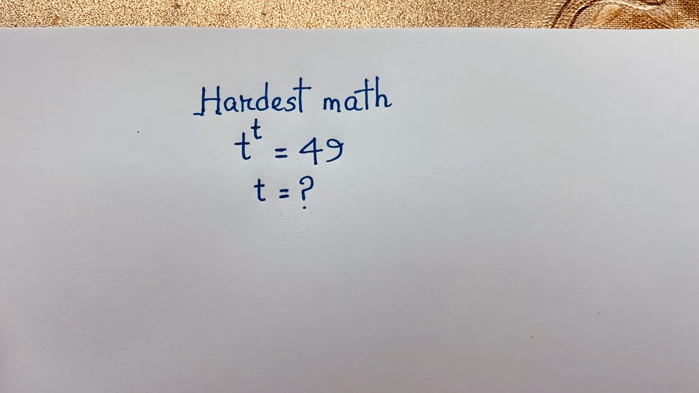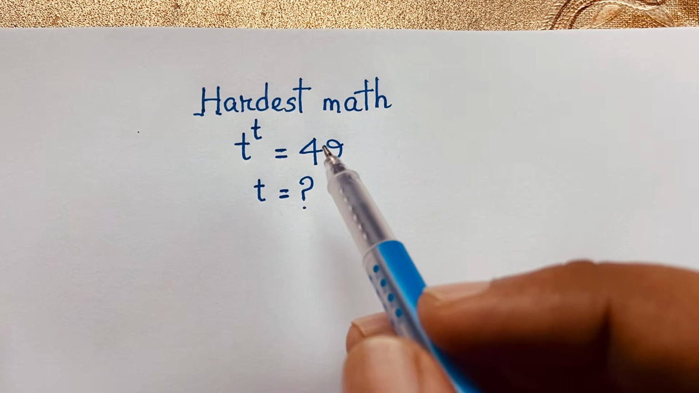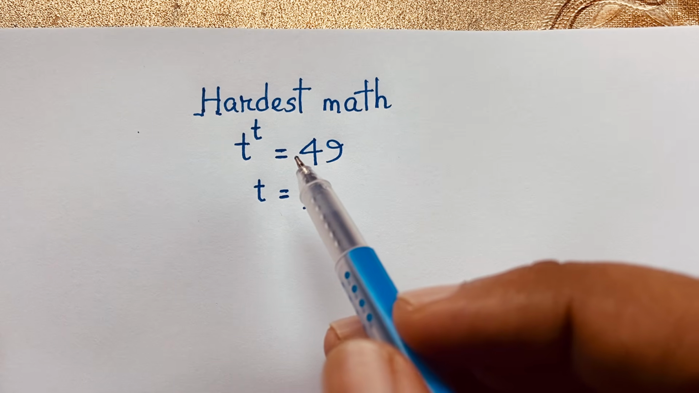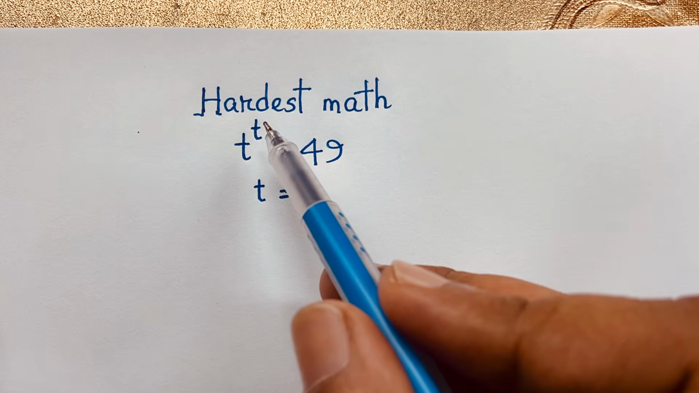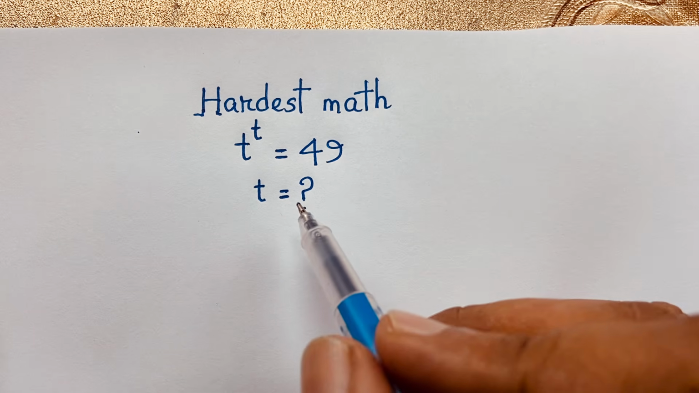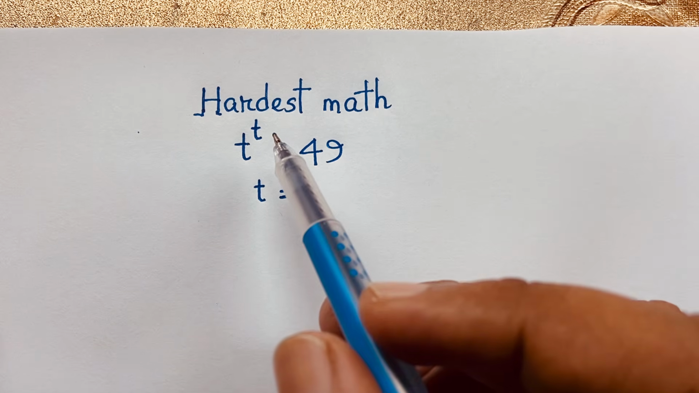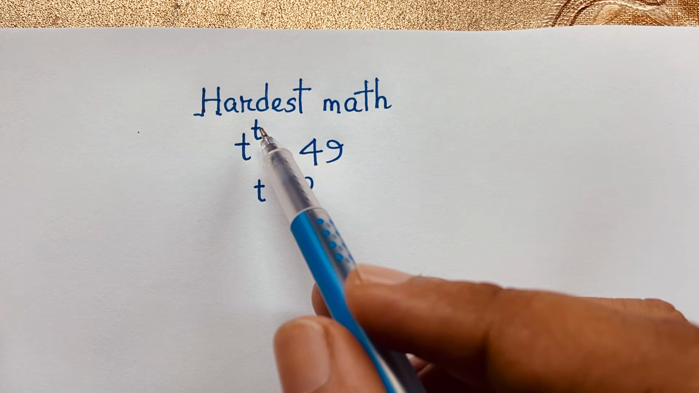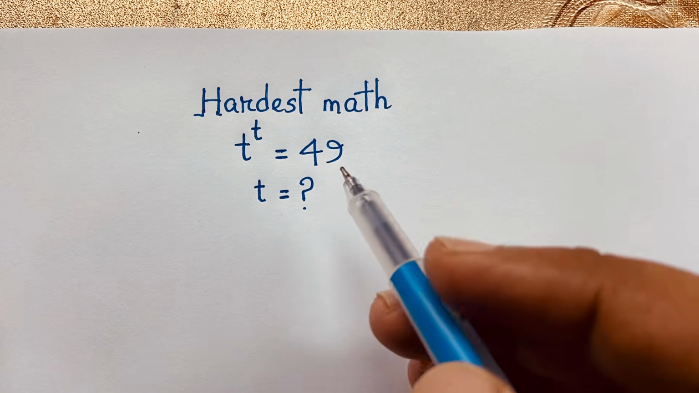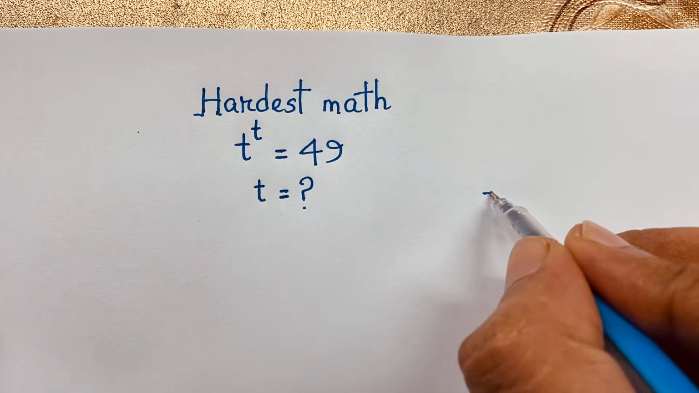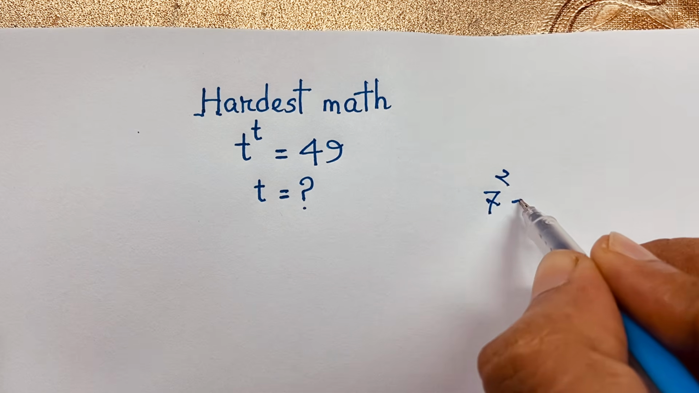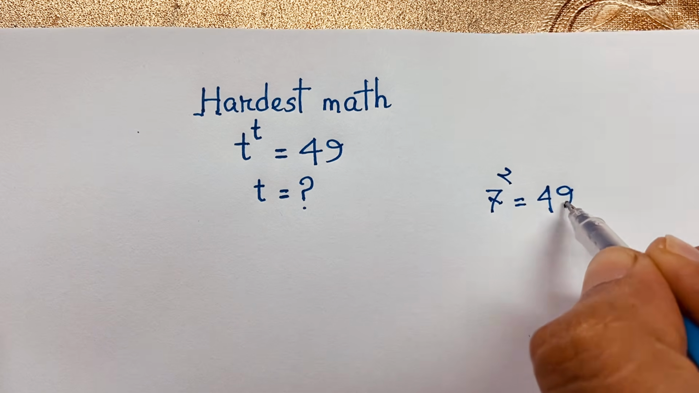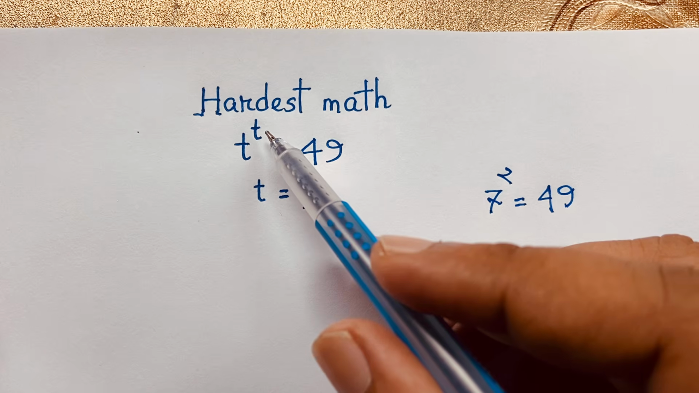Today we are solving a hard maths problem. It is a nice exponential equation: t to the power t is equal to 49. What is t? It is an increasing function. First of all, we know that 7 to the power 2 is 49. But this is t to the power t.